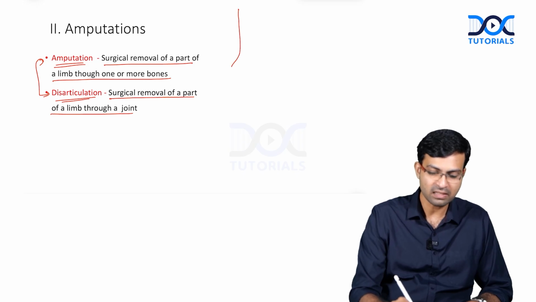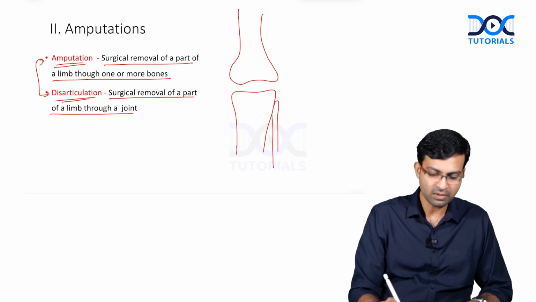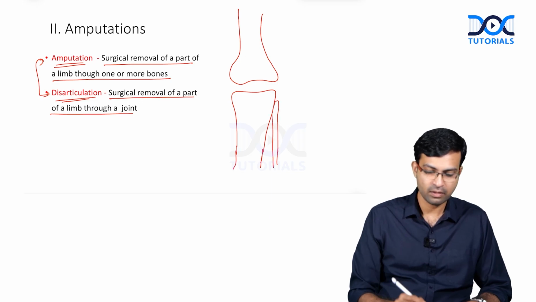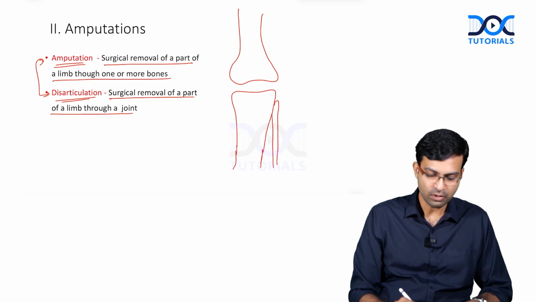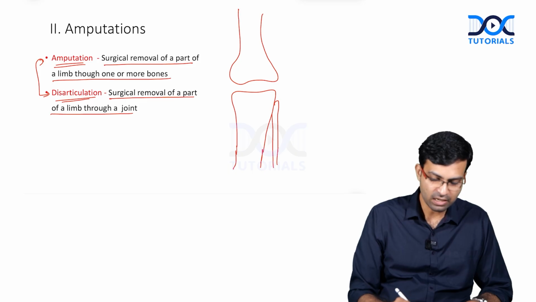So imagine this is the knee joint here which I am drawing. This is the femur, this is the tibia, and you have the fibula somewhere here. If you are doing an amputation, you do the amputation through one or more bones like this. You cut at this level and you remove the distal part of the limb like this. This is amputation. Okay.